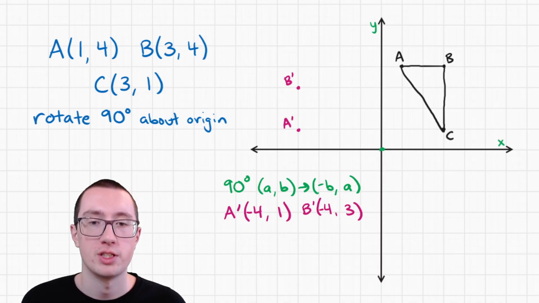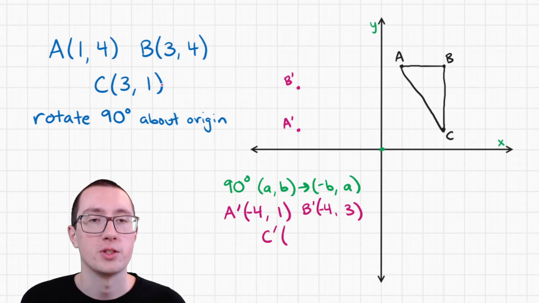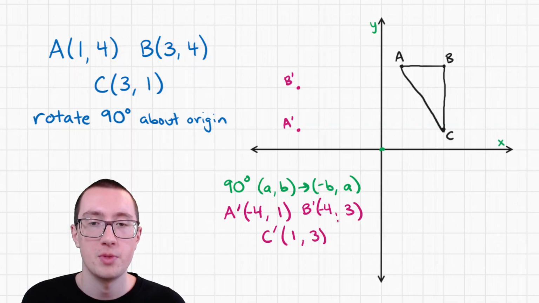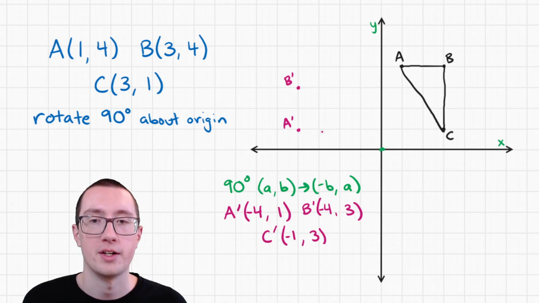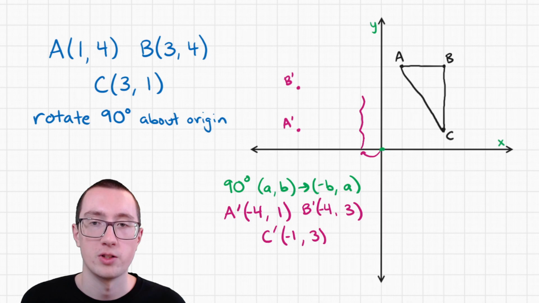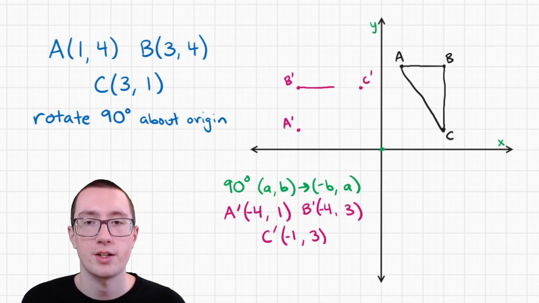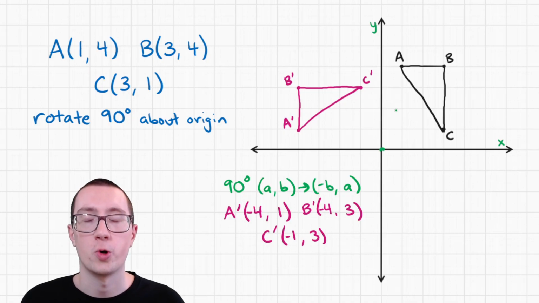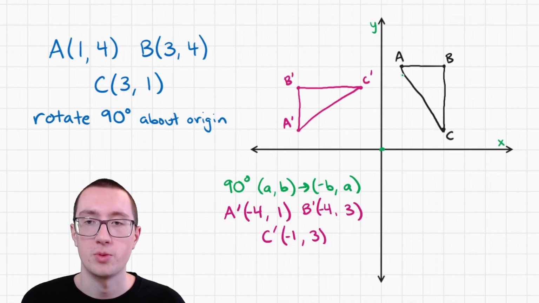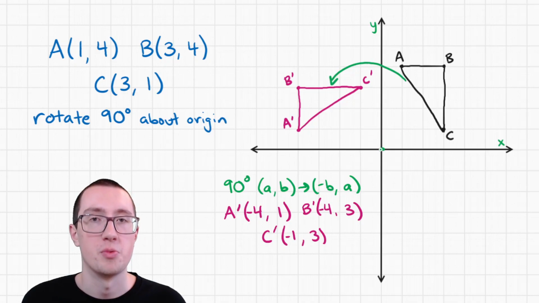And now let's go ahead and do the same thing with C. So C prime is going to be, instead of 3, 1, it's going to be 1, 3, because we have to swap them. And B is now negative, so it's going to be negative 1, 3. So that's 1 square to the left and 3 squares upward. And now we just need to connect these points up with a triangle. And there you go. This is our new rotated version. So it looks like we just took this triangle and rotated it 90 degrees around the middle of the graph.